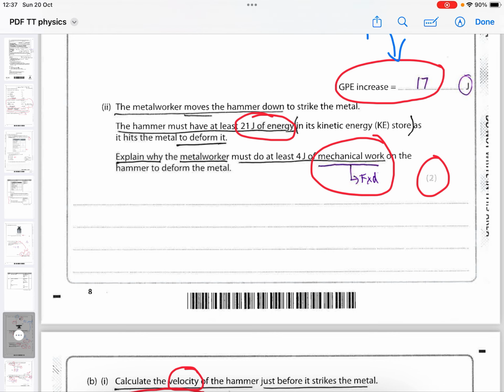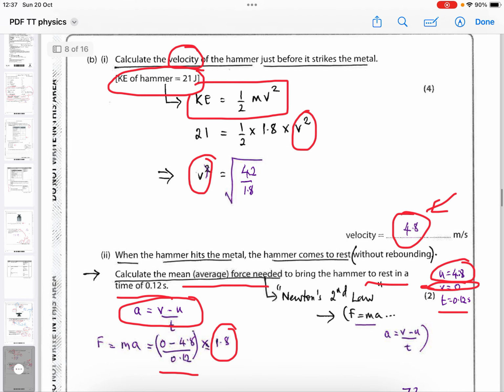Explain why the metal worker has to do some extra work, 4 joules of mechanical work, which is physical work, which is force times distance, circled in red, to get the energy to the required amount. Yes? Well, the potential energy, the hammer falling down from 0.95 meters gives you 17 joules, as we worked out in the previous part, but to deform it you need 21 joules, so 4 joules is missing in terms of the energy required. So you've got to be able to explain that for 2 marks. The mark scheme will come at the end of this question.